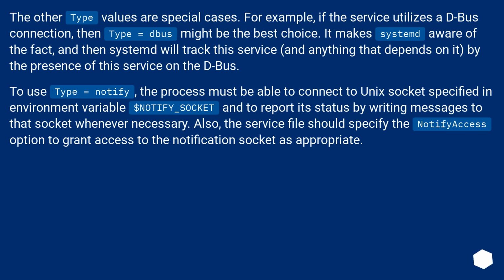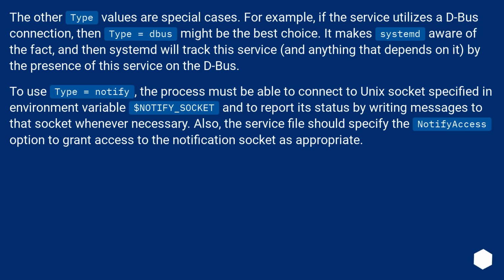The other Type= values are special cases. For example, if the service utilizes a D-Bus connection, then Type=dbus might be the best choice. It makes systemd aware of the fact, and then systemd will track this service, and anything that depends on it, by the presence of this service on the D-Bus.